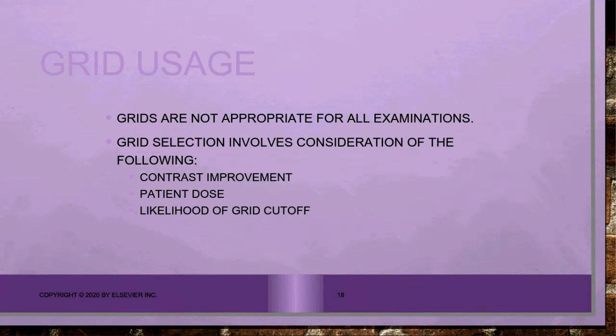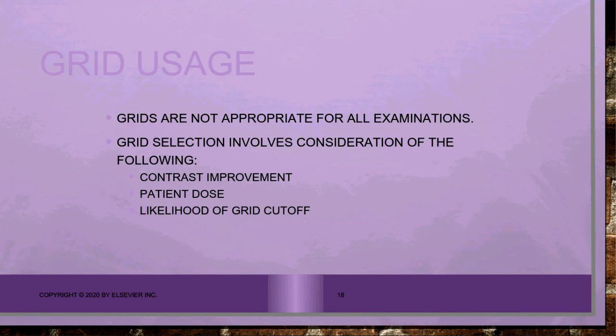So when you're deciding to use a grid or selecting the type of grid to use, you have to consider how good the contrast improvement is going to be, what the patient dose is going to be, and what the likelihood of having grid cutoff is if I am utilizing a grid.